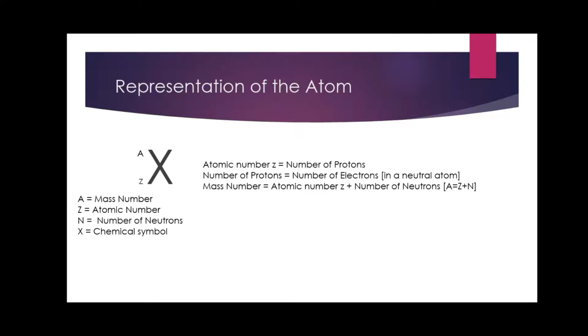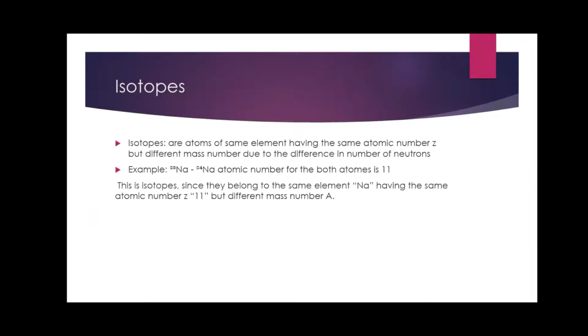Neutral atom is, we have ion and atom. Ion have charge while atom have no charge. So we said that is a neutral atom. Mass number equal the atomic number Z plus the number of neutrons. This rule must be studied. A equals Z plus N.